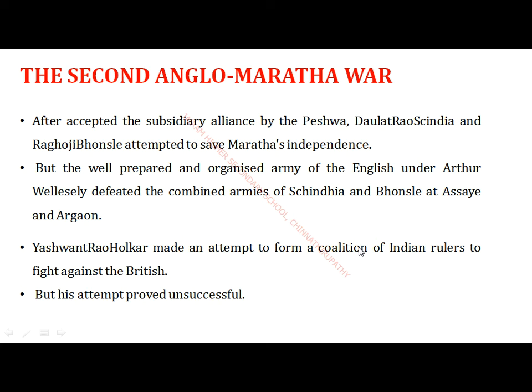So he wanted to gather the Indian rulers together, to have them lend a supporting hand to him. To fight against whom? Against the Britishers. But his attempt proved unsuccessful. Yes, it did not happen, children. So it ended as a failed result.